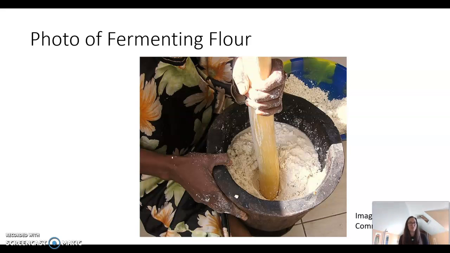Different types of grains can ferment in different ways, but grains, when they're moistened, will attract bacteria and yeast that are airborne, and they'll naturally ferment. So even if this person left the mortar out with just that grain slurry in it, it would start to ferment. They don't have to mix it around, but this person is mixing this cassava flour in this case.